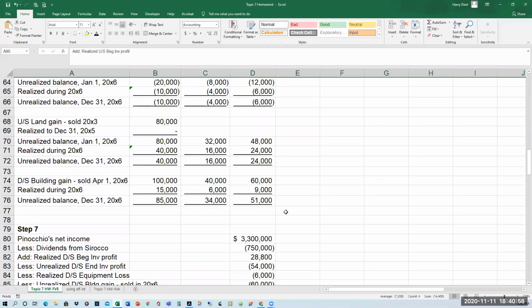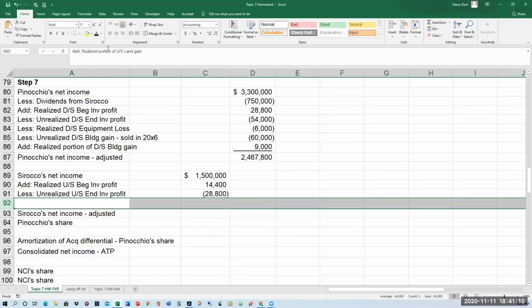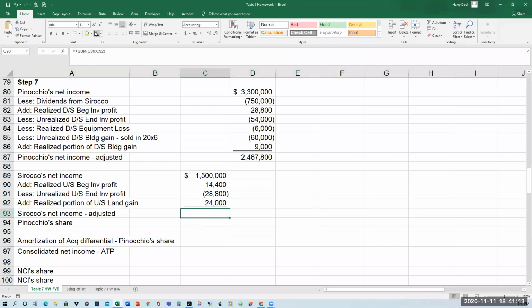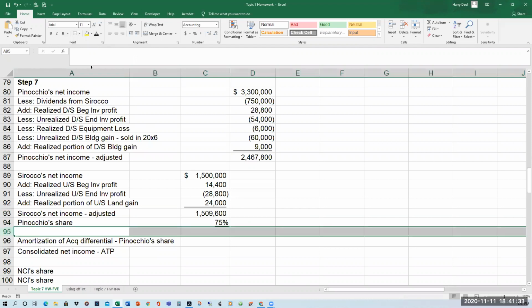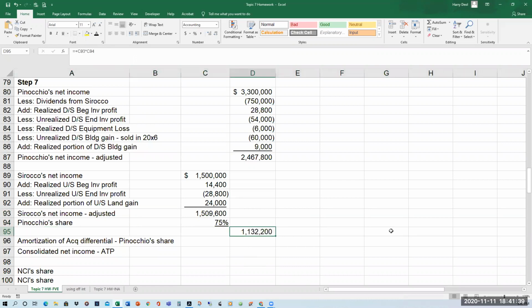And then there's the upstream land. What happened in the year 2006 is half of the land gain got realized. So you want to add $24,000 to Sirocco's net income, giving us an adjusted amount, before taking into account the amortization of acquisition differential, of $1,509,600, of which Pinocchio owns 75%. So Pinocchio's share works out to 75% of $1,509,600, or $1,132,200.